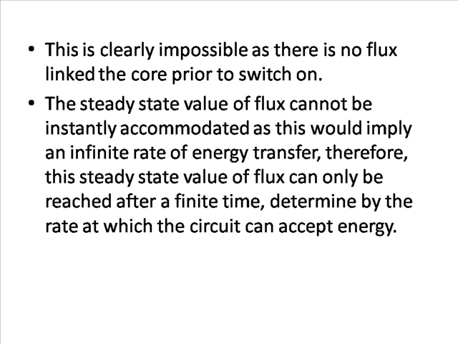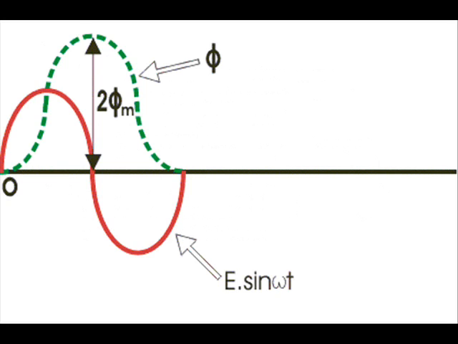This is clearly impossible, as there is no flux linked to the core prior to switch on, if we think there is no remanence before the switch on. The steady-state value of flux cannot be instantly accommodated, as this would imply an infinite rate of energy transfer. Therefore, the steady-state value of flux can only be reached after a finite time determined by the rate at which the circuit can accept energy. Here in this case, like the voltage wave, the flux will also start from 0, not from its negative maximum.